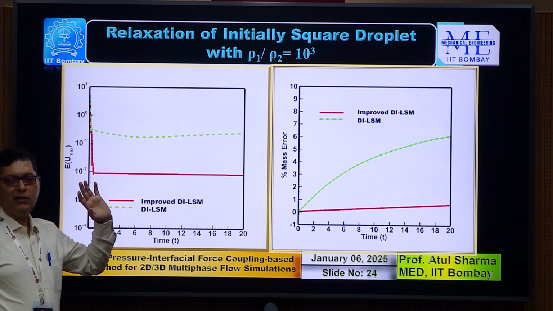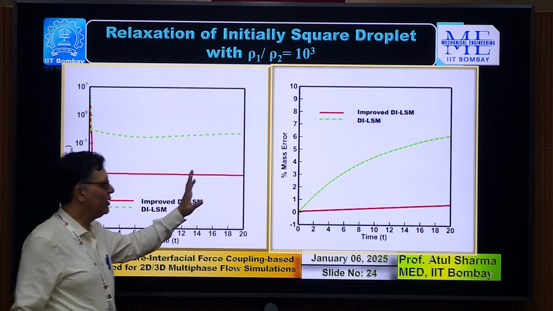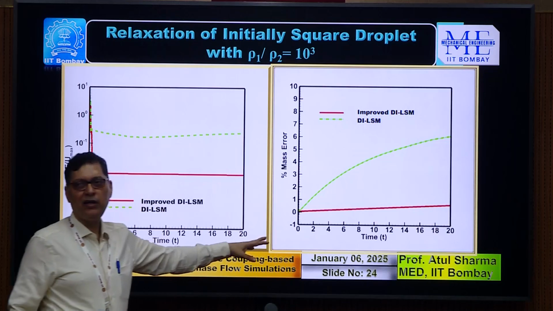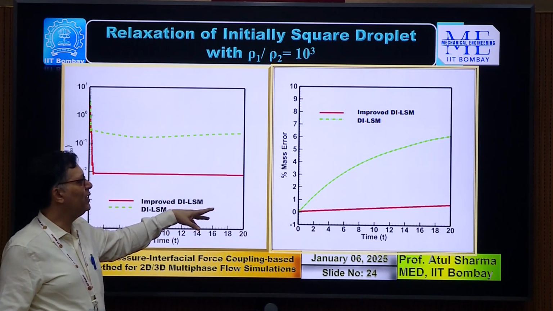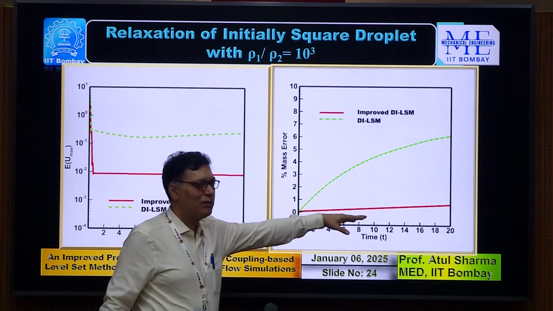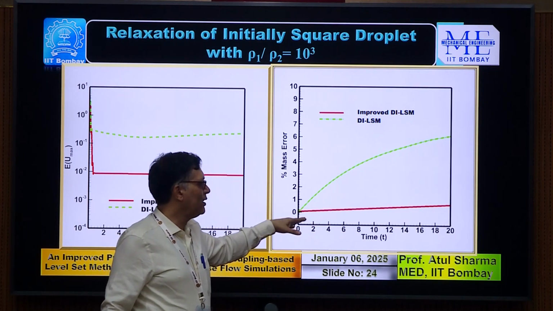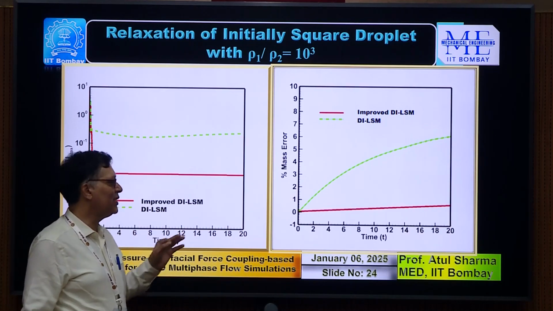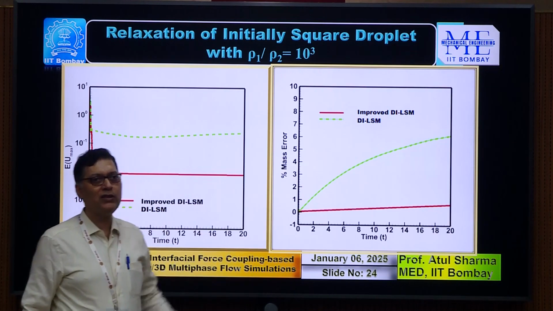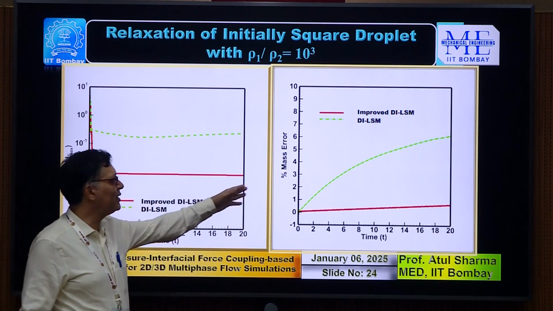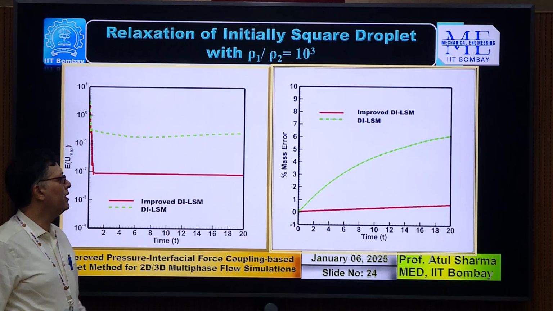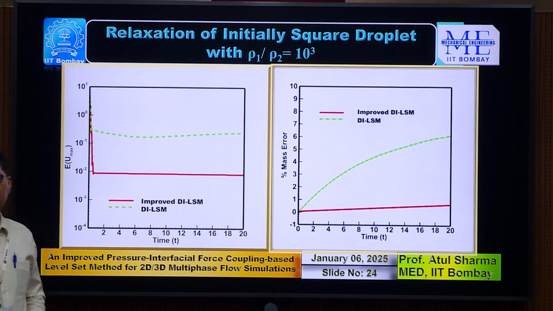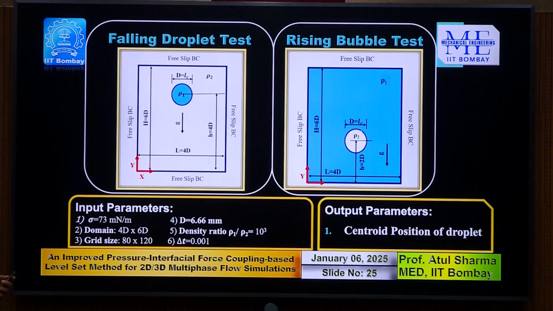For the level set method, this is the most important plot, mass error. And we are very happy to see that with the improved level set method, the mass error is very low. That is one. Second thing, with respect to time, it is almost constant. Whereas in the traditional level set method, there is an increase in mass error with time. We did two more test cases, falling droplet and rising bubble.